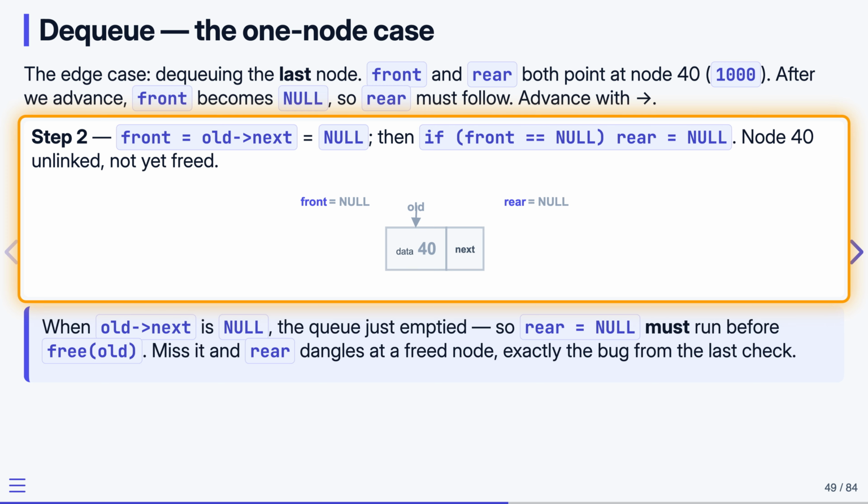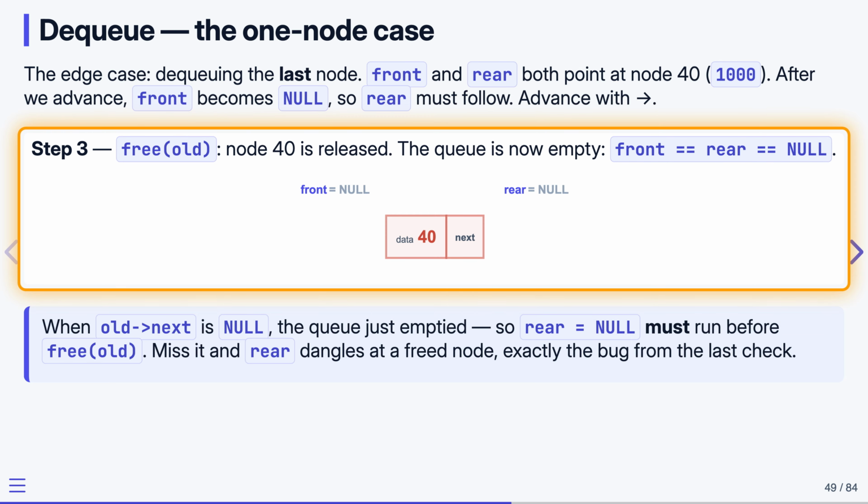Step 2. We set front becomes old arrow next, which is null. Now the check fires. If front is null, set rear to null too. So both front and rear are null. Node 40 is unlinked, grayed out, but old still holds it, so it is not freed yet. Step 3. We call free of old and node 40 is released. The queue is now empty, with front and rear both null.